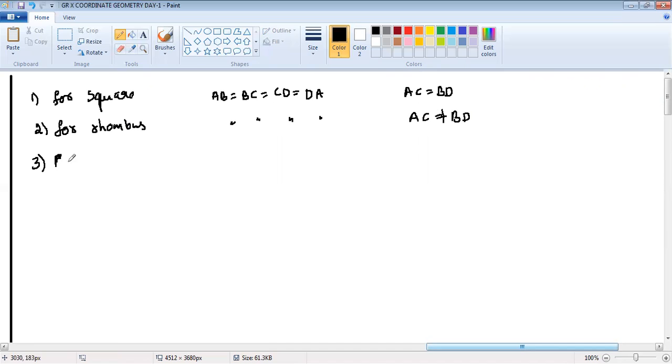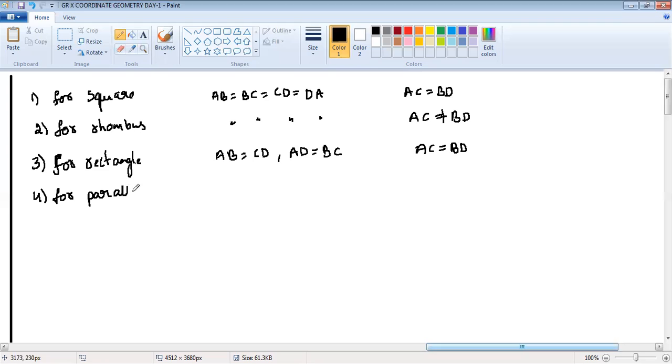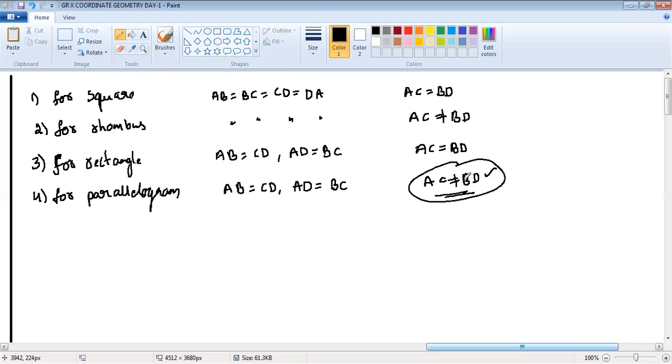Next, for a rectangle, we know that opposite sides are equal. So AB is equal to CD, AD is equal to BC, and also the diagonals should be equal, AC is equal to BD. Then number 4, for a parallelogram, same thing: AB is equal to CD and AD is equal to BC, but the diagonals are not equal. So for a parallelogram, we are talking with respect to sides, and the diagonal lengths are not equal. So AC not equal to BD.